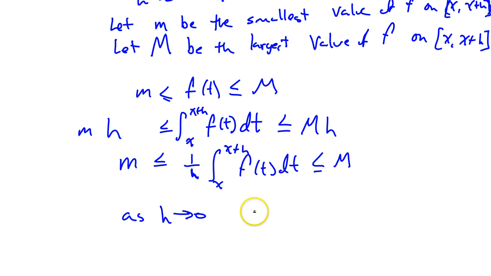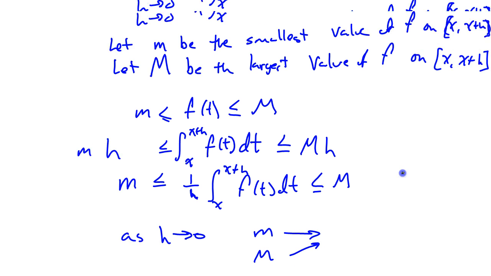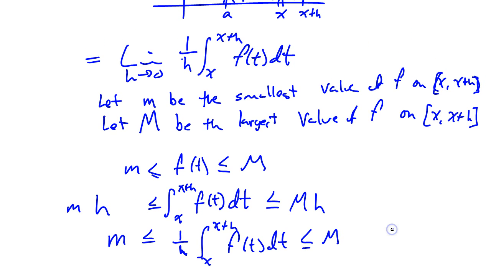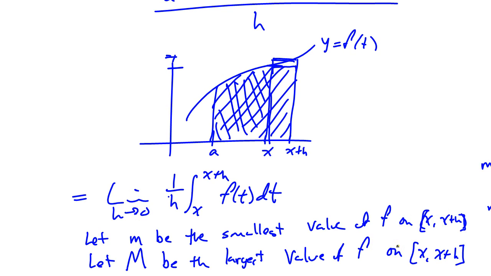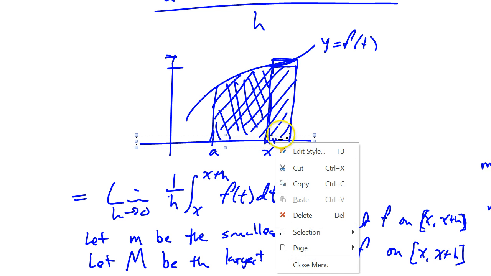I want to claim that little m and big M, both of them go to something very special. Let's take a look. Little m is the lowest y value on this stretch. Capital M is the biggest y value. Well, if h is getting small, the x is staying fixed, but the x plus h is changing.